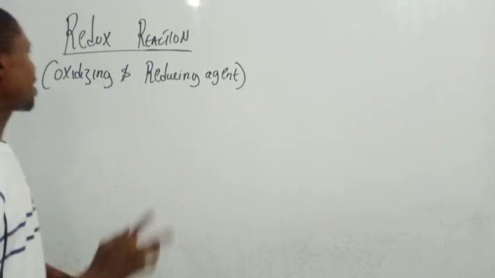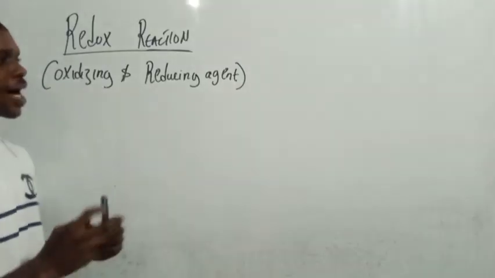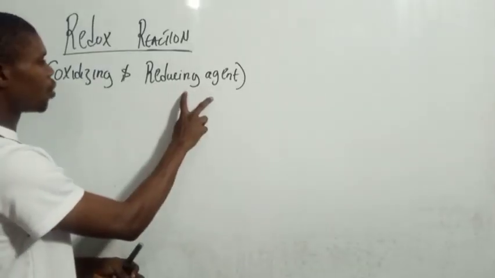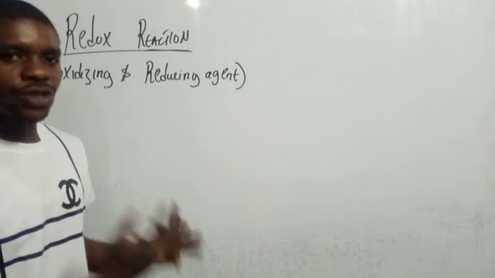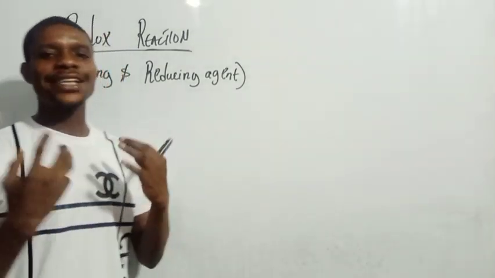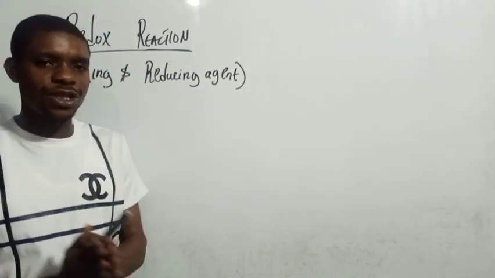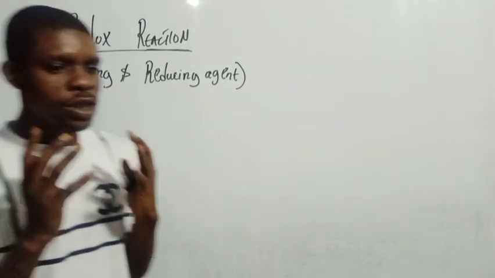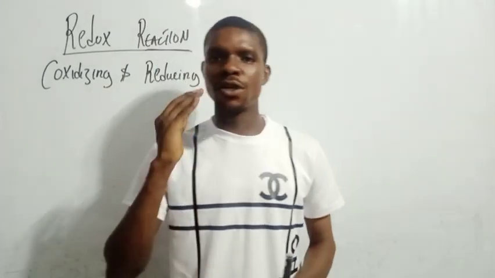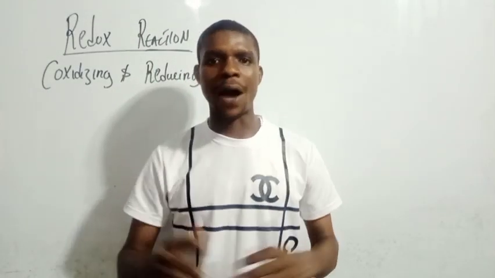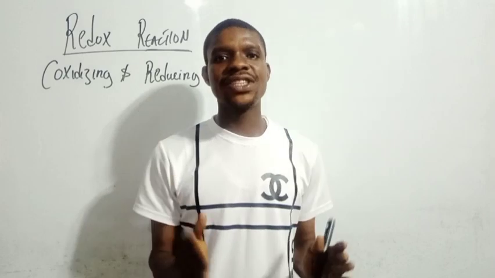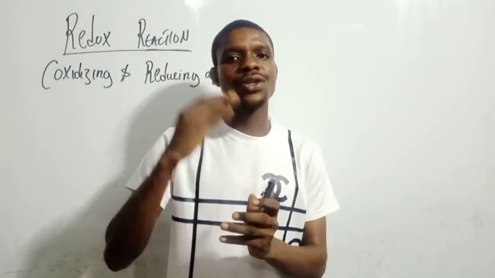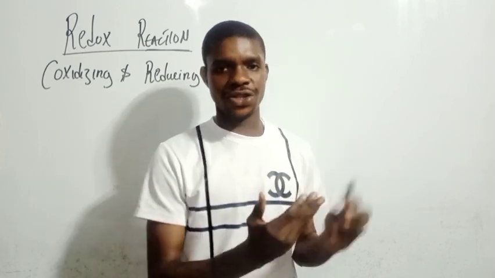In this video, we're going to talk about the redox reaction, and our main focus is going to be oxidizing and reducing agents. How do you identify oxidizing and reducing agents? How do you know the species that is oxidation, and how do you know the species that is reduction? This topic is one particular topic that gives young students a headache in chemistry. So I want to use this video to explain everything to understand about redox reactions and how to identify oxidizing and reducing agents.